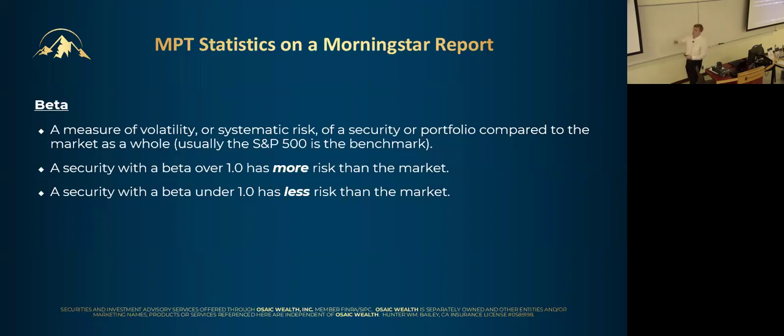So it's really just, you multiply that by the risk of the S&P or the returns, and that's probably what you're going to be feeling. And obviously the security with a beta under 1.0 has less risk than the market.